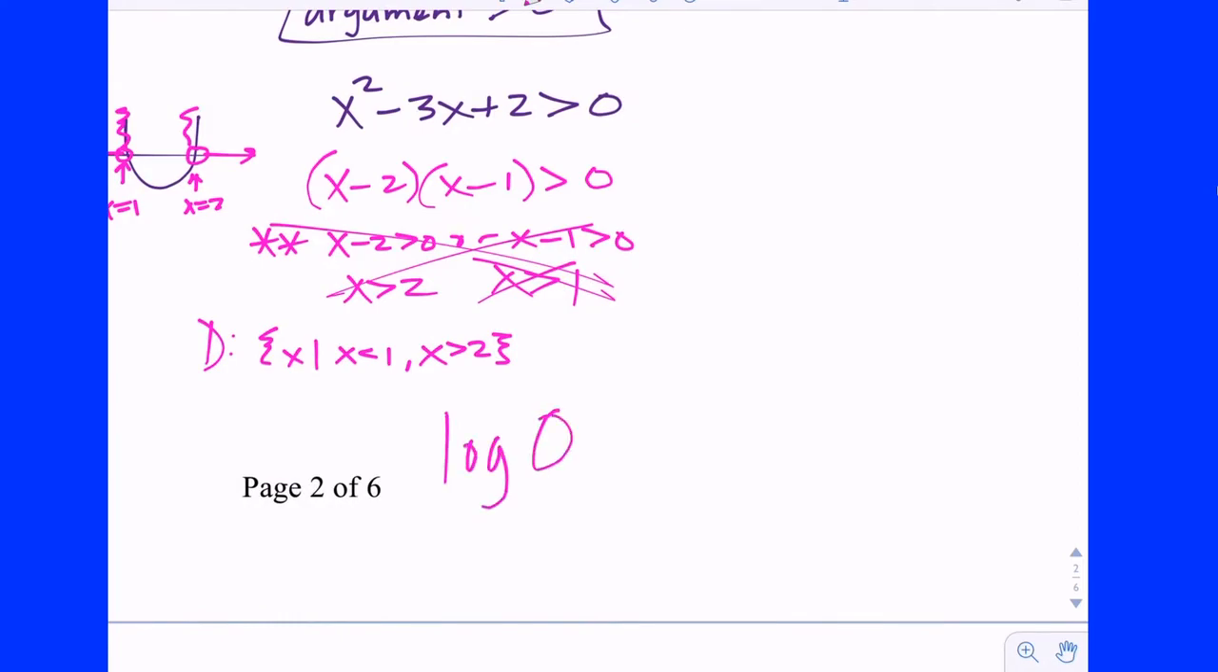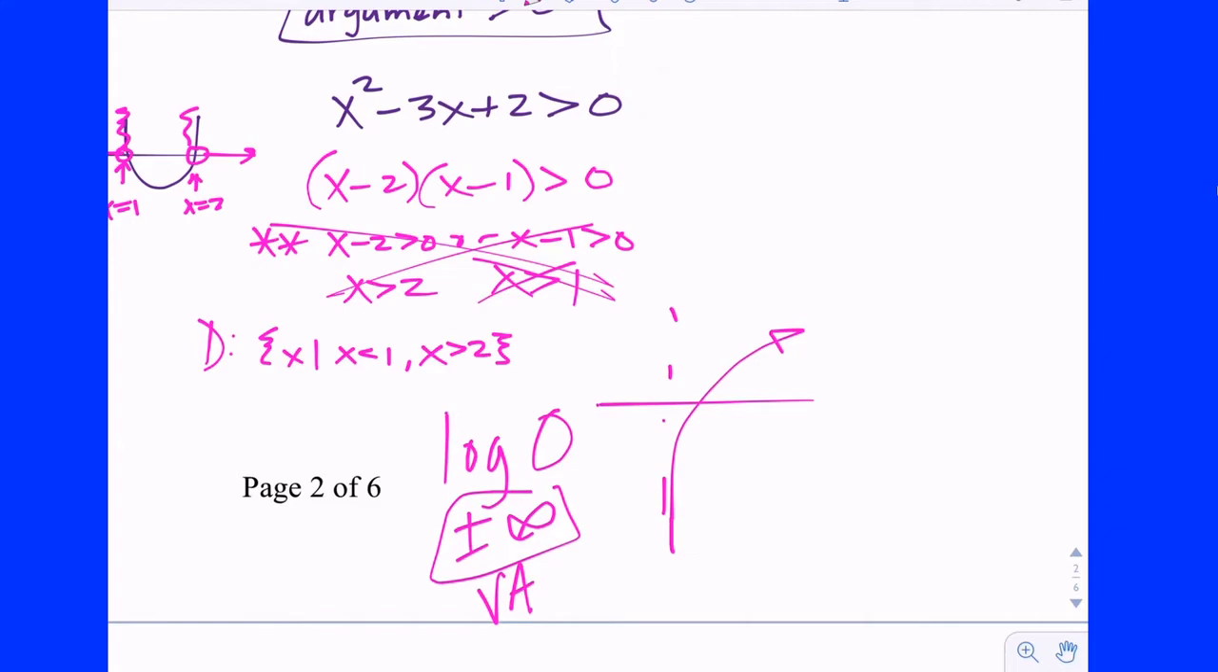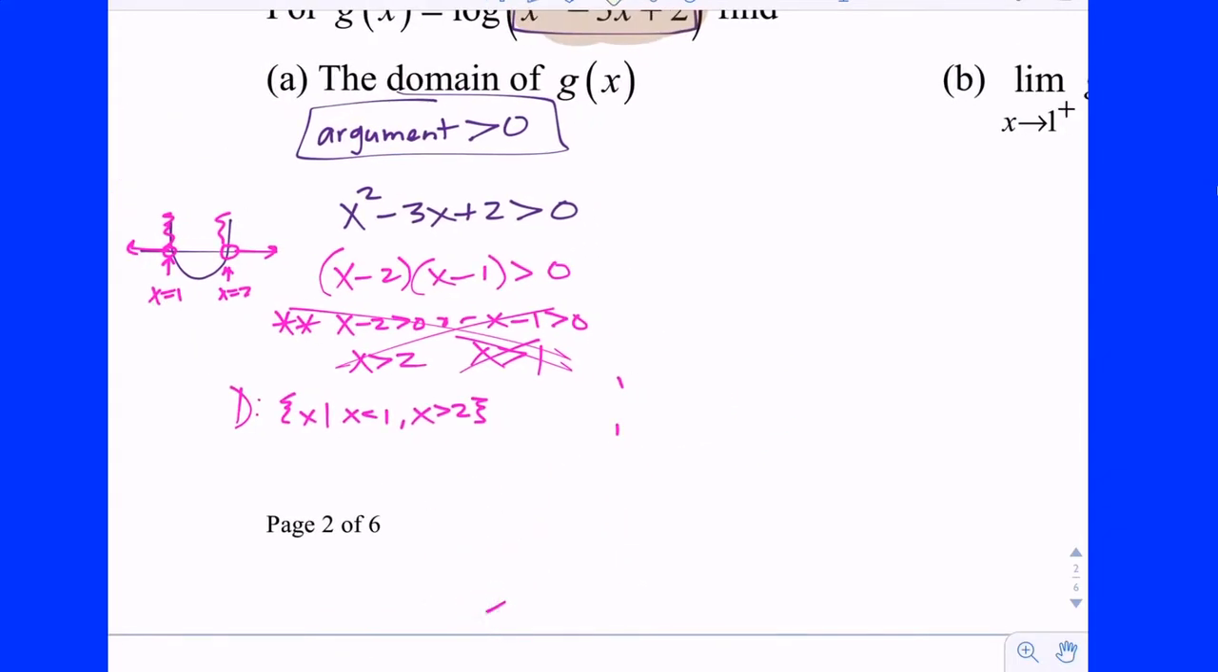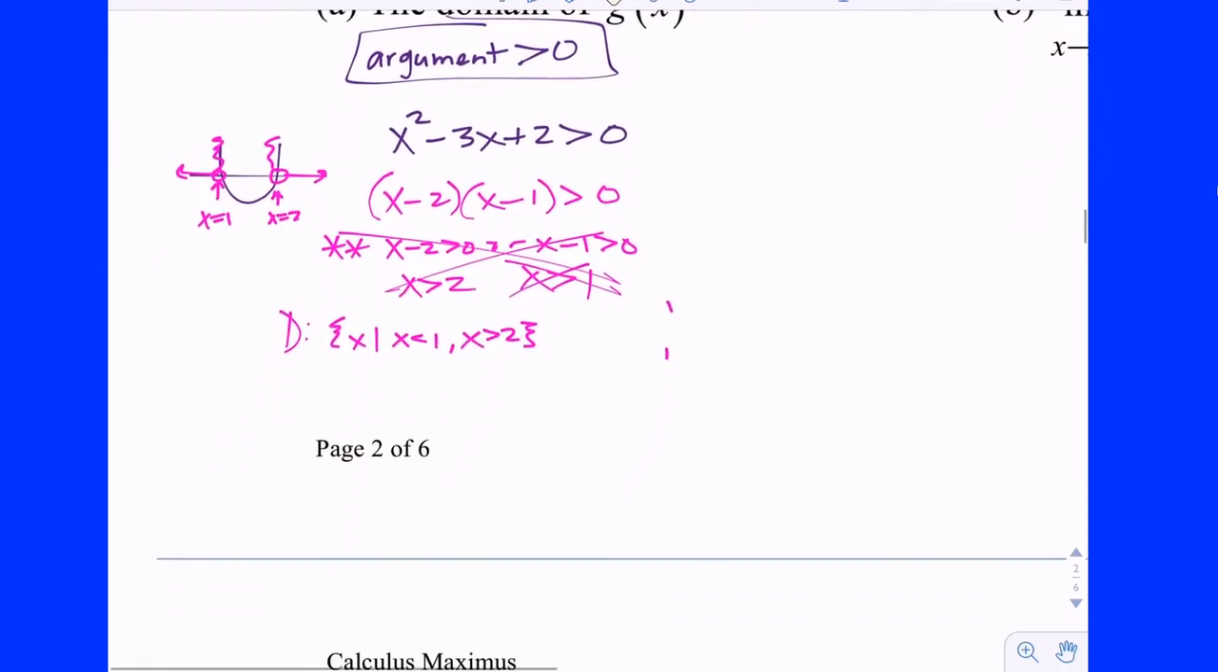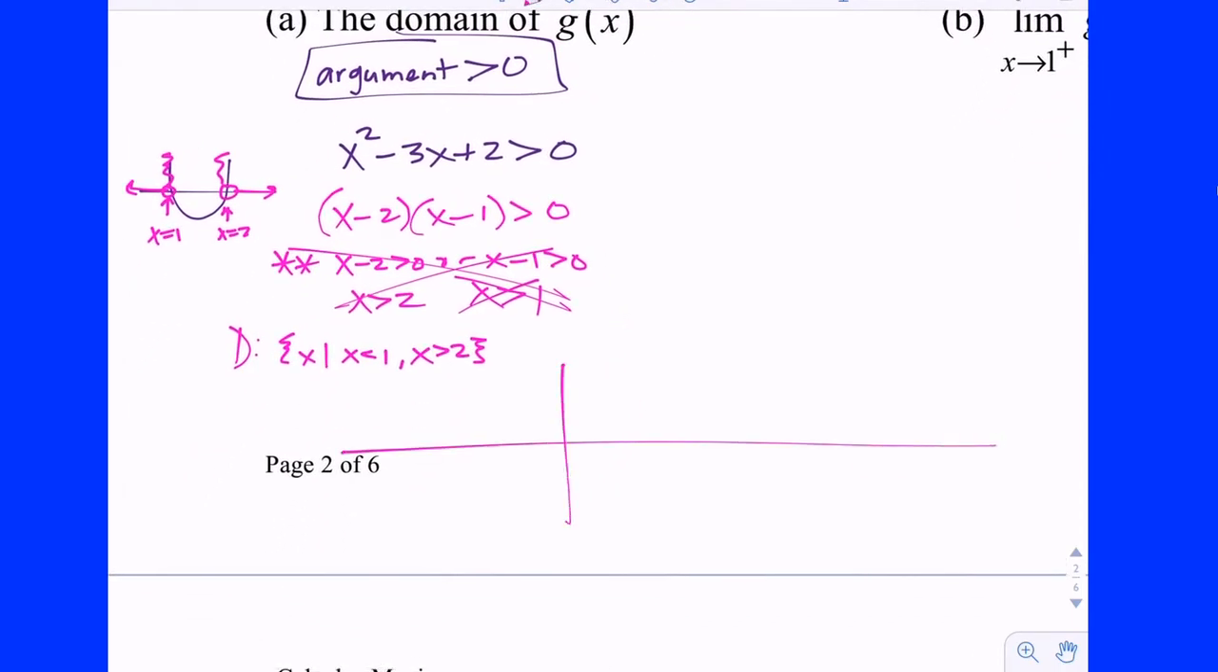If you plug in a number and you get log of 0, what exists? It's a vertical asymptote. So log of 0 is some type of infinity because there's a vertical asymptote there on the graph. So I don't know what the graph of log base 10 of the parabola looks like, but here's what I do know based upon this limited information. I know that at x equals 1 there's a vertical asymptote, and at x equals 2 there's a vertical asymptote. And I know that the graph lives to the left of 1 and to the right of 2. That's all I know.